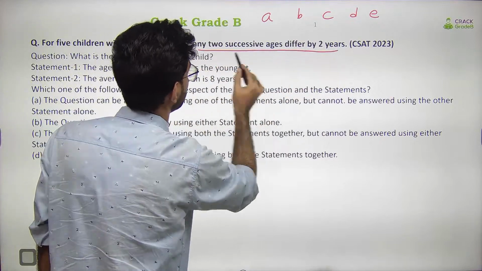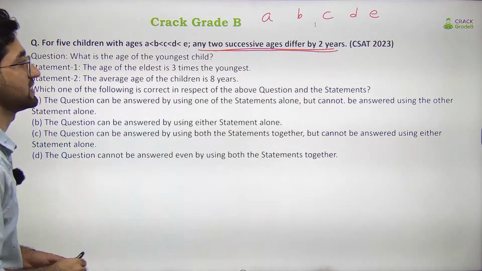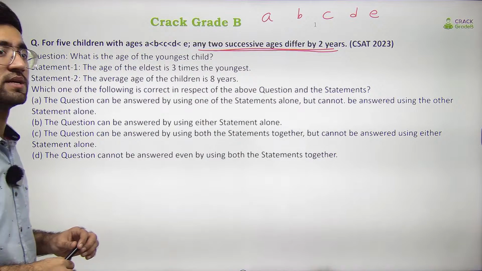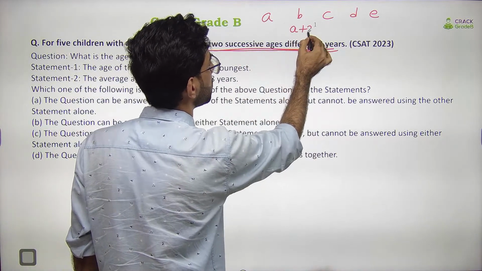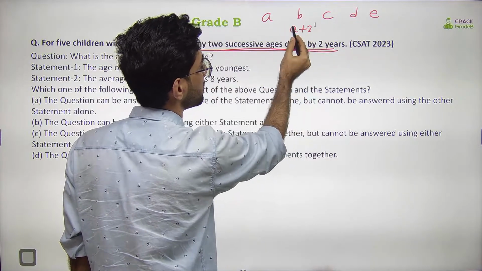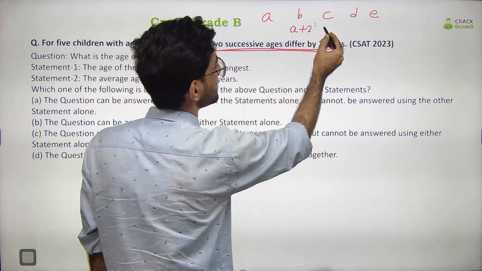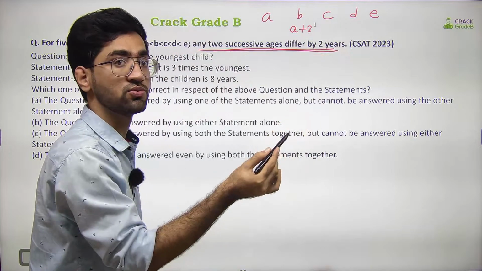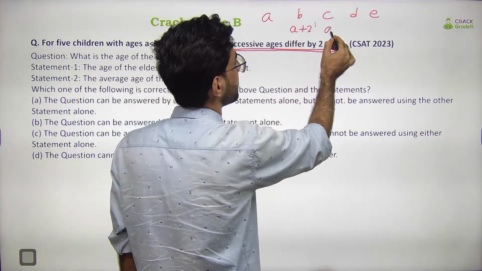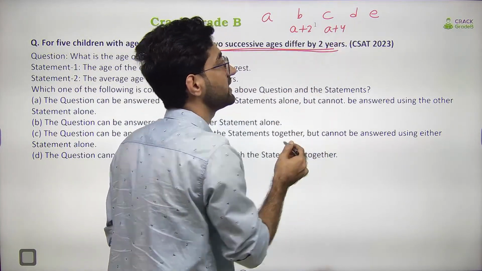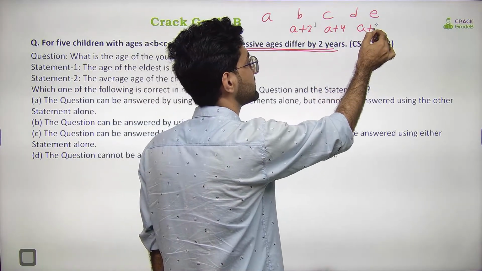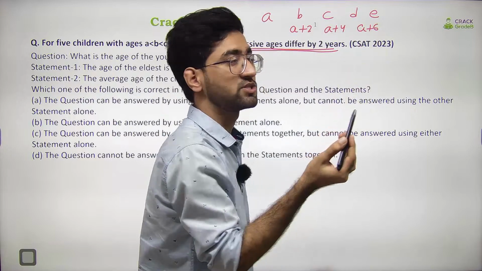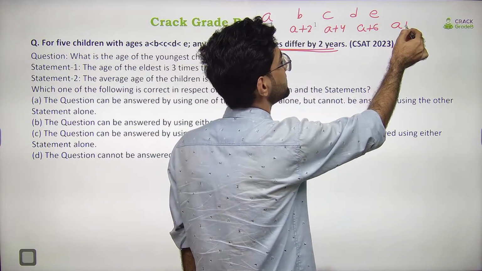Look at this part: any 2 successive ages differ by 2 years. So if this value is A, then B equals A plus 2. The gap is 2 years, right? C is A plus 2 plus 2, so C is A plus 4. D is C plus 2, so D is A plus 6. E is D plus 2, so E is A plus 8.